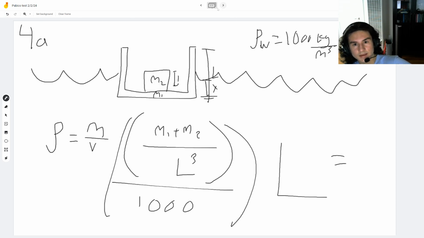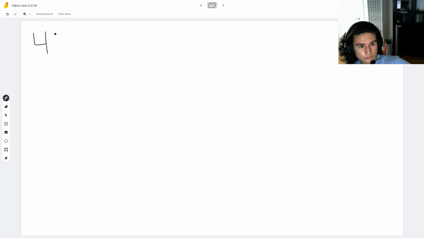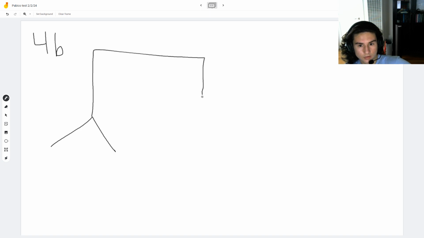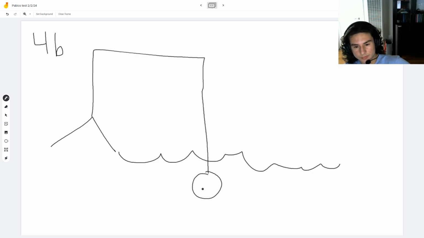And so for the final problem, 4b, it showed a crane with a string attached to it holding a ball underwater. This ball was given a mass and a radius. And then they're asking, what is the tension in the string here?